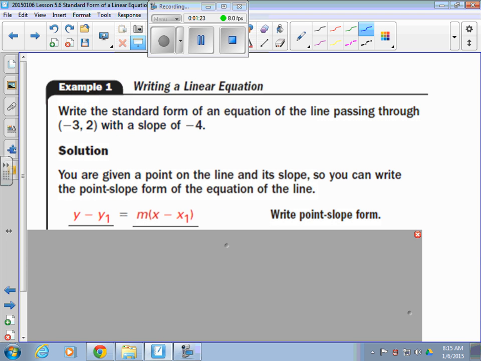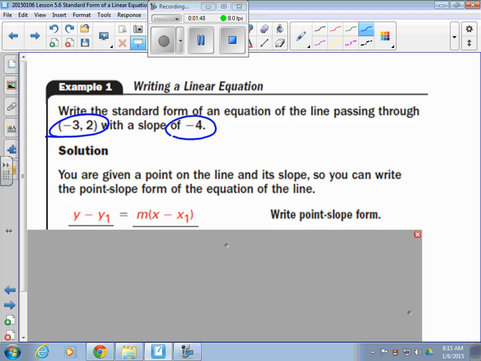The first example says, writing a linear equation. Write the standard form of an equation of a line passing through (-3, 2) with a slope of -4. So it shows you two things: a point and a slope. So you use point-slope form. You can make it slope-intercept form, but that's more steps. Just write it in the form that's given to you to make it simpler.